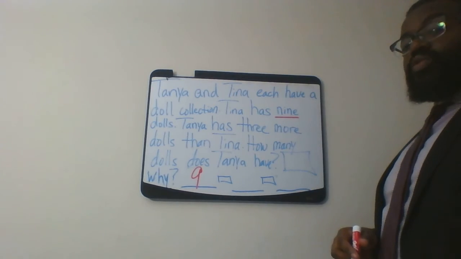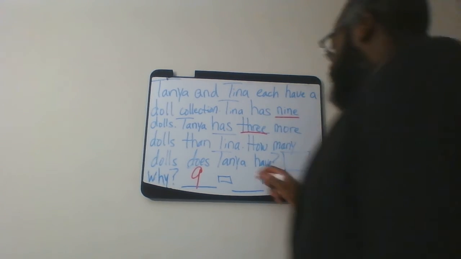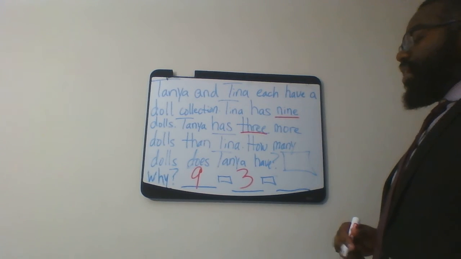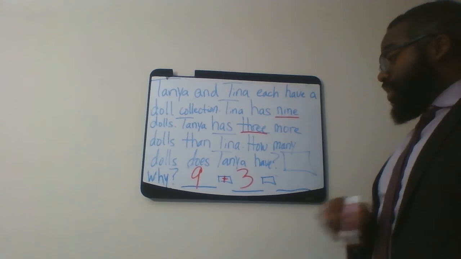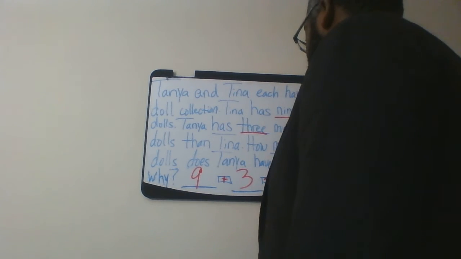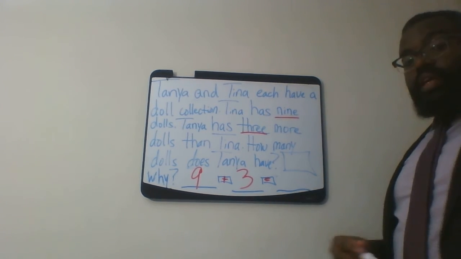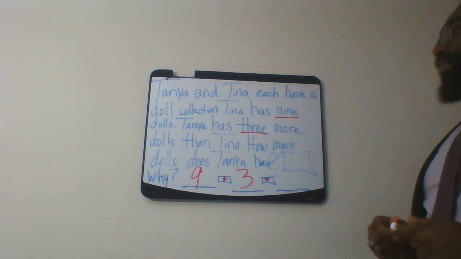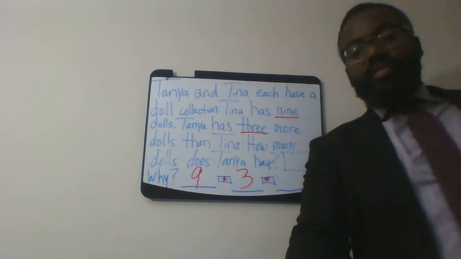Tanya has 3 more dolls than Tina. So you underline a 3. 3 goes there. Now, it says how many dolls does Tanya have? From that, we understand that's an addition problem. So you need the plus sign. And then you can't forget your equal sign. Whatever the answer to 9 plus 3 is, that'll be the answer for this box and that box. Now, that will tell you how many dolls Tanya has. So you add the 2 dolls together.